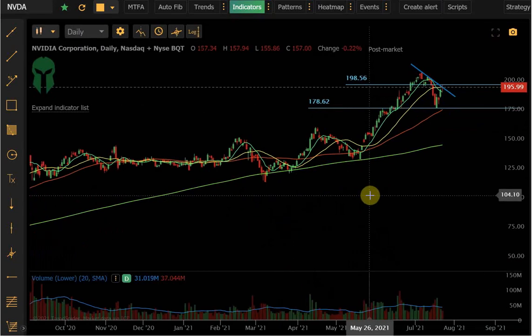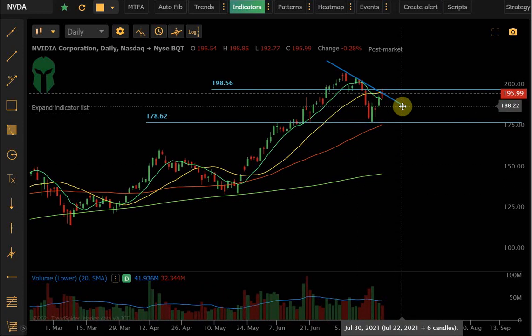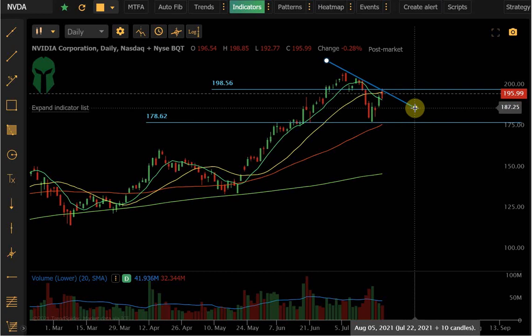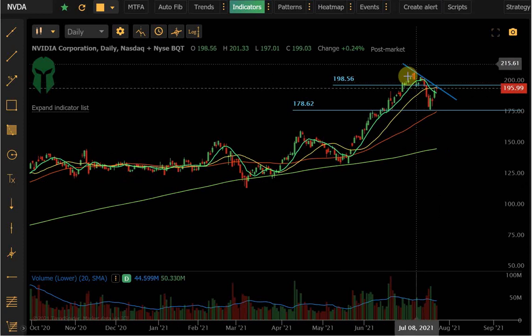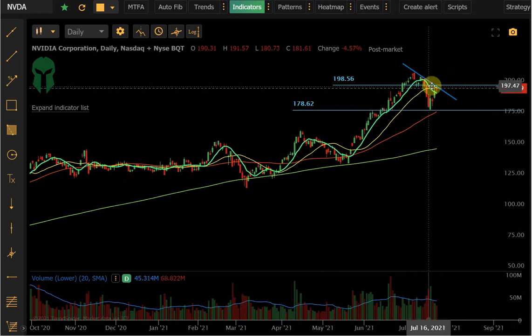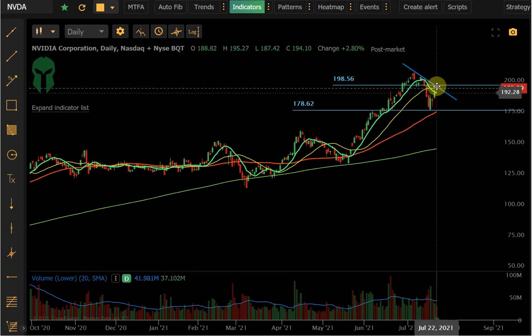NVIDIA, I love the name. You might have some real issues here with that ARM deal, but I try not to make this a fundamental talk. I try to make it a technical talk. So with NVIDIA, I need to break this line. I need to get above the 21 day. I'm having trouble with that. Ever since I broke it, I have not gotten above it.